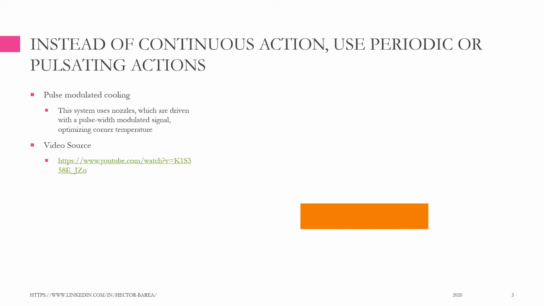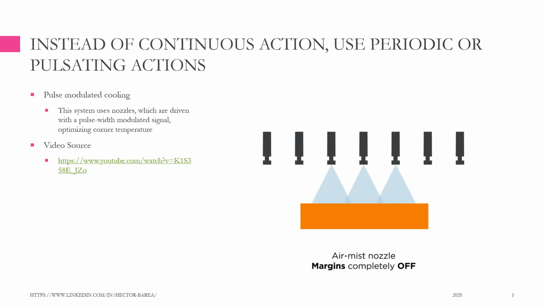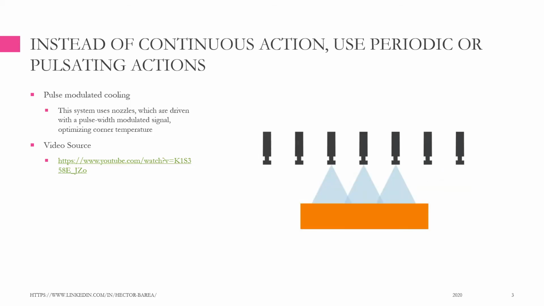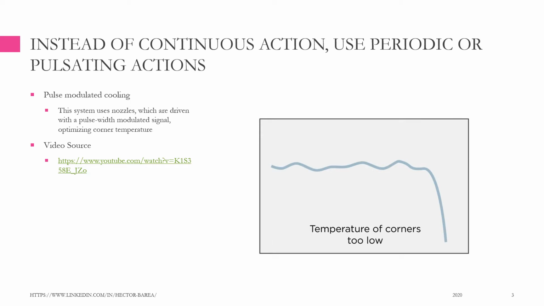With the current solution, the zones are split into center and margin strips across the casting direction with known advantages and challenges. With margins completely off, the temperature increase near the corner is too high. With margins completely on, the temperature of the corner itself is too low.